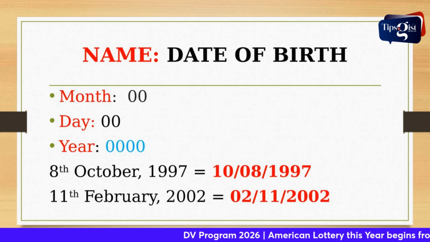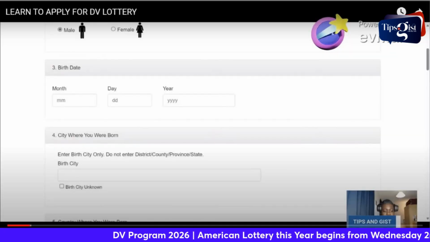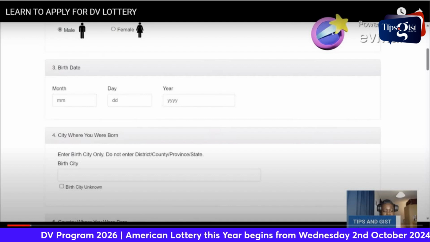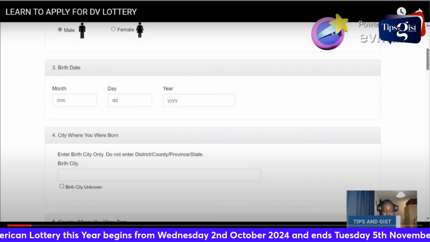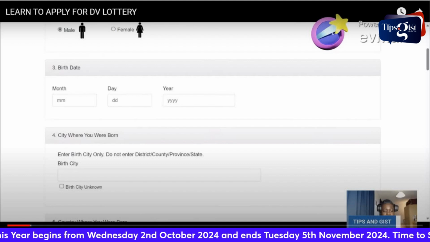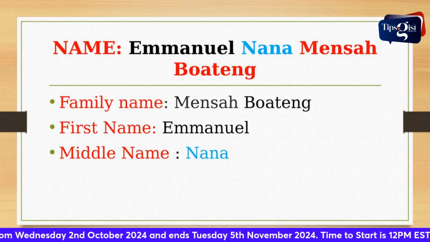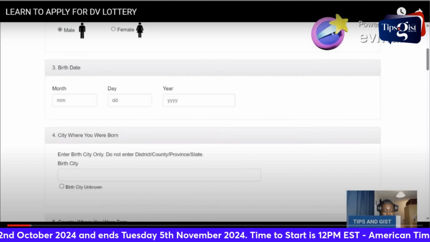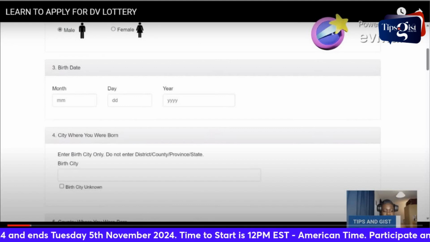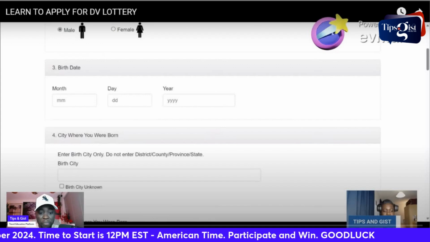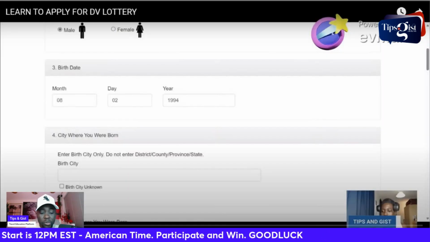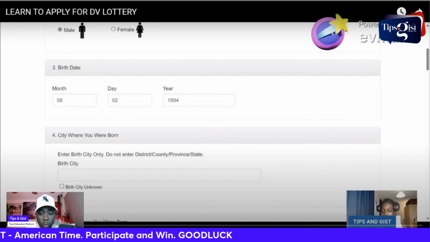Please, this is the American standard. I am saying this because if you're not careful, a lot of people go and enter their day at where the month is and enter the month at where the day is, and that is going to create an error. If you make a mistake in your name or your date of birth, you're going to swear an affidavit in a gazette from a court before they allow you to complete your DS-260 form. So please make sure that you do the right thing so that you don't find yourself wanting.